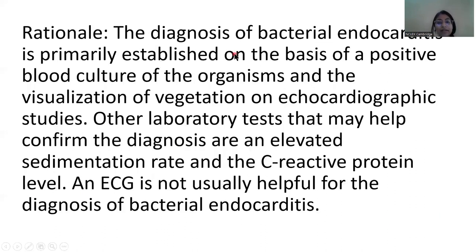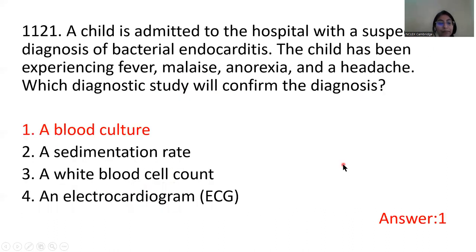The diagnosis of bacterial endocarditis is primarily established on the basis of a positive blood culture of the organism and the visualization of vegetations on echocardiographic studies. So if we have to confirm endocarditis, we will do a blood culture to see the growth of the organism, and we can also do echocardiographic studies. Other lab tests that may help confirm the diagnosis are elevated sedimentation rate and C-reactive protein. So sedimentation rate can be helpful, but it will not confirm the diagnosis.